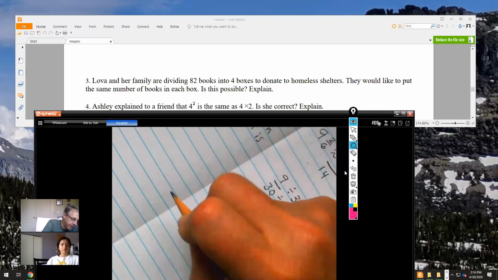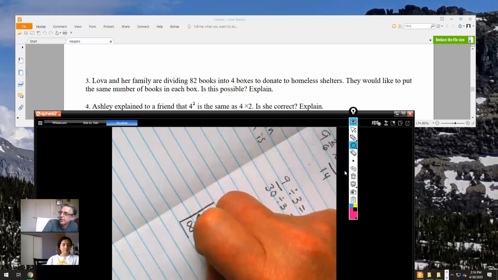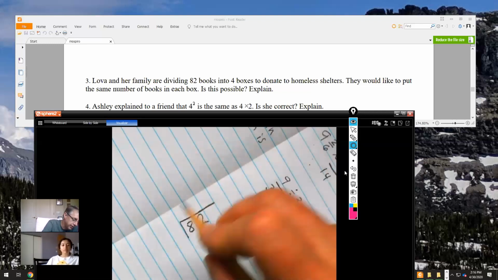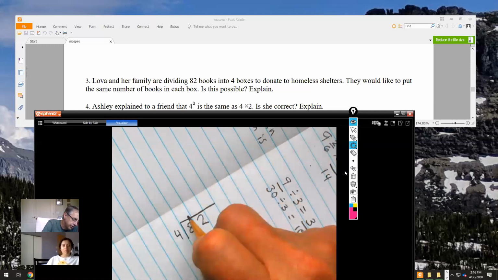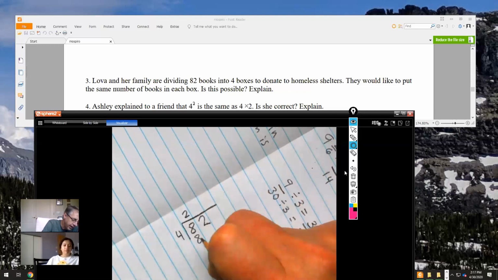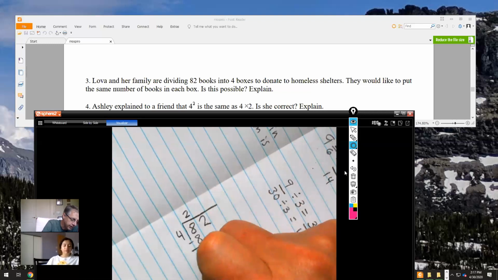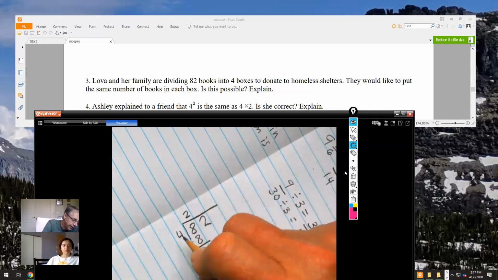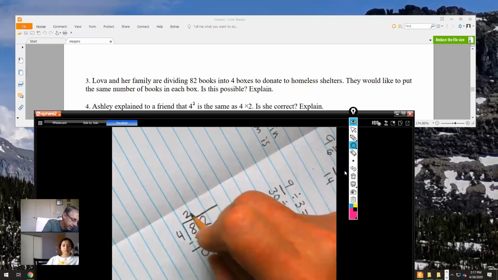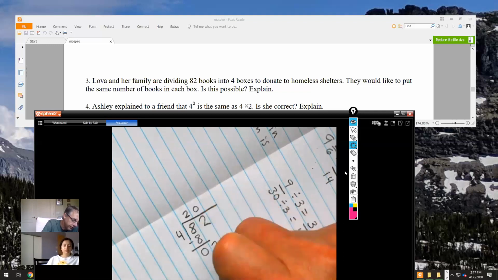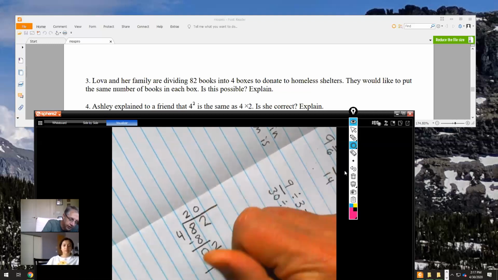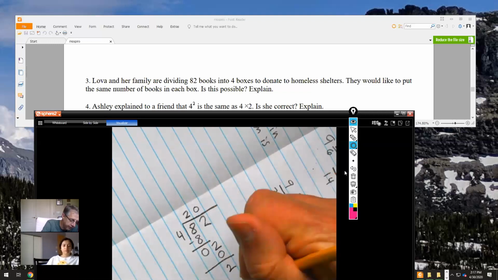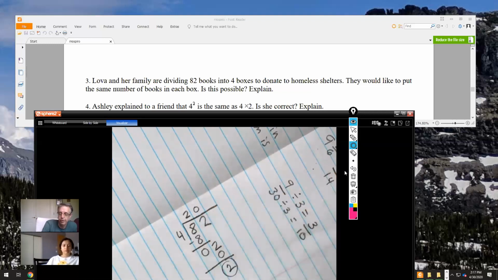Let's see. So we have 82 books, and we're putting them into 4 boxes. So I can take 4 times 2 equals 8. 8 minus 8 is 0. Drop down the 2. Oh, I really can't divide, so I have to put a 0 right here. 4 times 0 is 0. Now, I don't have to go into decimals here. I just have to look to see if I have a remainder. And I do. It's 2.